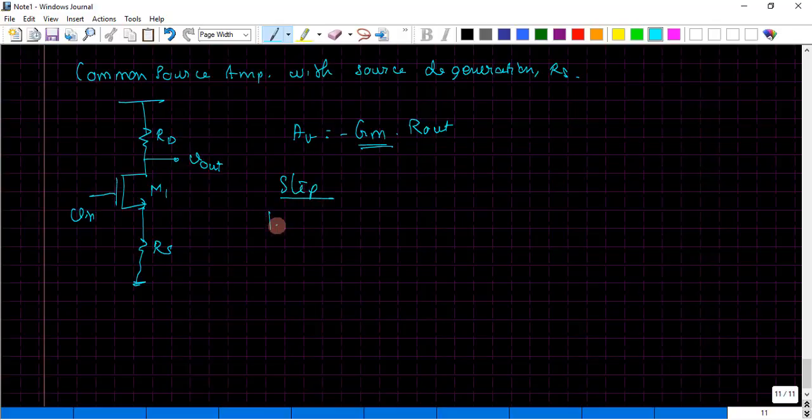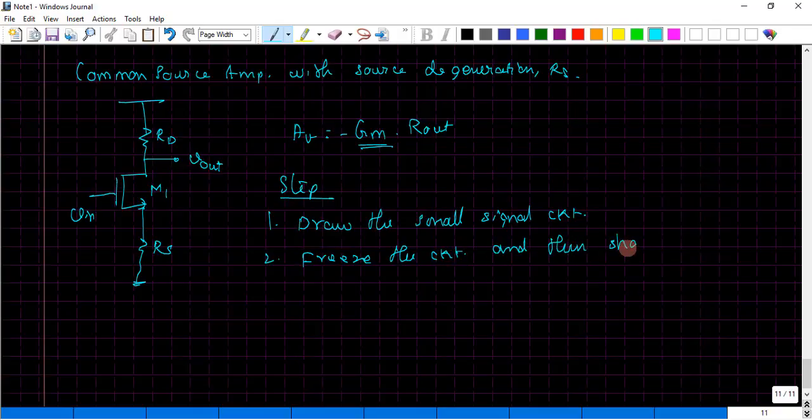The first step is to draw the small signal model for the circuit, and the second one is to freeze the circuit and then short the output node to ground in order to measure our Iout. And later on, we know that just by having Iout, using the expression Iout by Vin, we can get the value of capital Gm. So we'll follow these steps to compute the capital Gm, and then see how the results differ from the previously calculated result, which was basically a wrong result.